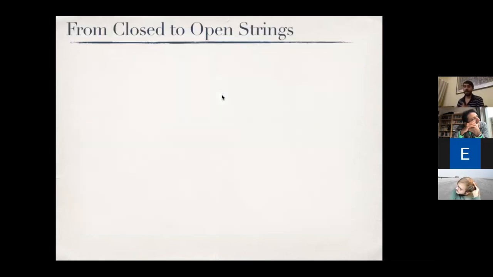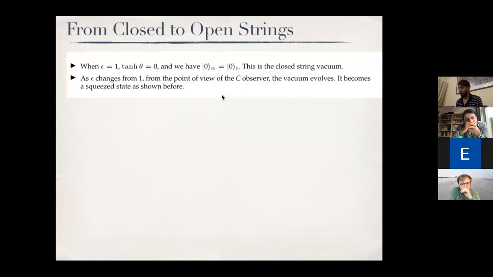Now let's try and understand what is happening. Okay. So when epsilon is equal to 1, the tanh is actually equal to 0. So this alpha vacuum and the C vacuum are one and the same. This is just a closed string vacuum. Now, as epsilon changes from 1, from the point of view of the C observer, this alpha vacuum is going to evolve, and this, as we said, is a squeezed state as shown before. Okay.